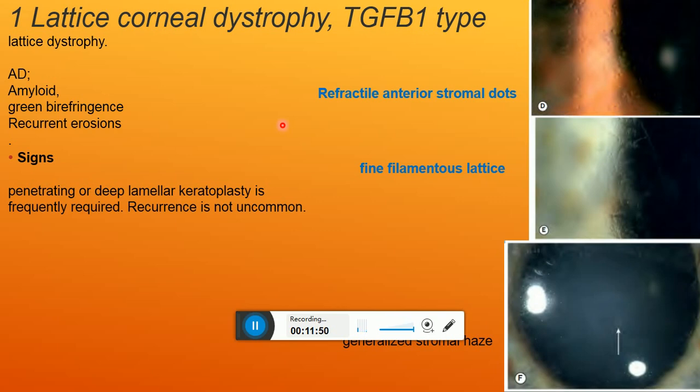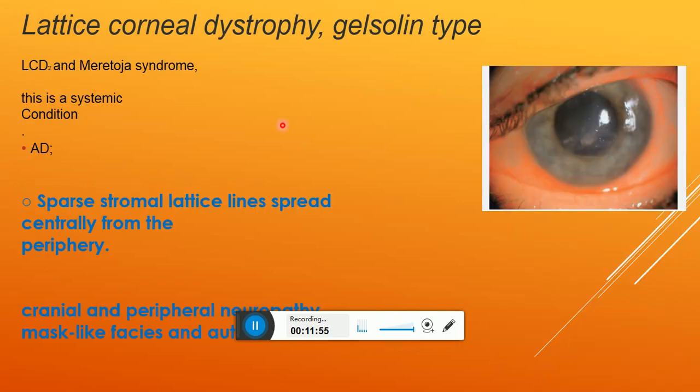Next is lattice corneal dystrophy Gelsolin type, also known as LCD2 or Meretoja syndrome. This is a systemic condition rather than a true corneal dystrophy. The inheritance is autosomal dominant. The gene is GSN. Histology shows amyloid deposits in the corneal stroma. Ocular symptoms: ocular irritation and late impairment of vision. Erosions are rare. There are sparse stromal lattice lines spreading centrally from the periphery, and corneal sensation is impaired. Systemic features are progressive cranial and peripheral neuropathy, mask-like facies, and autonomic features. Homozygous disease is rare but severe. Keratoplasty may rarely be required in later life. So this was lattice corneal dystrophy Gelsolin type.